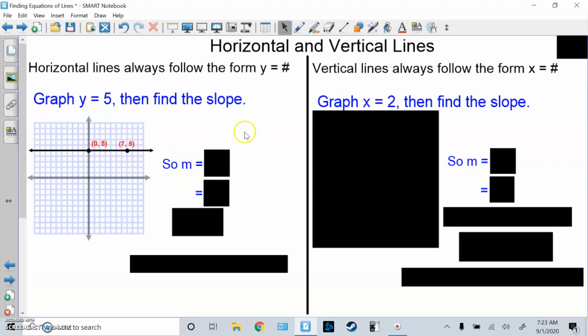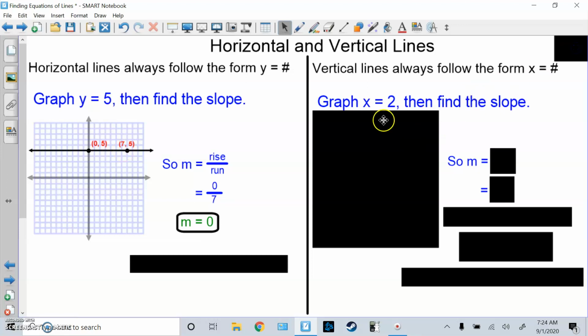All right, I'm going to do the rise over run trick. So for these 2 points, I'm starting on the left. Am I rising? Am I going up or down? No. So rise is 0. Am I running? Yeah, I'm going over right 7 units. So 0 divided by 7. Well, 0 divided by a number is 0. So slope here is 0. Note that all horizontal lines always have a slope of 0.